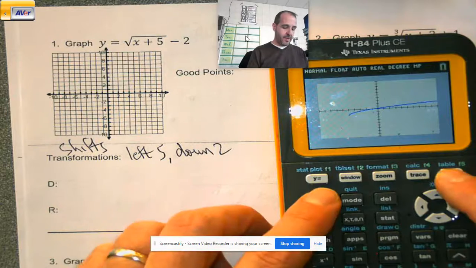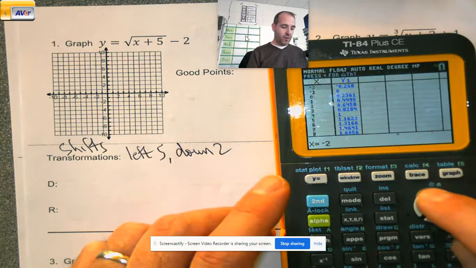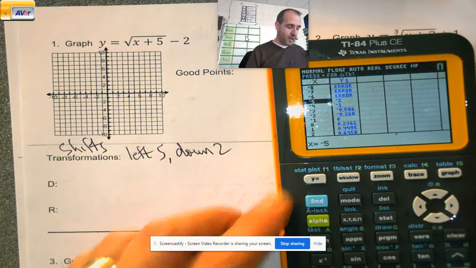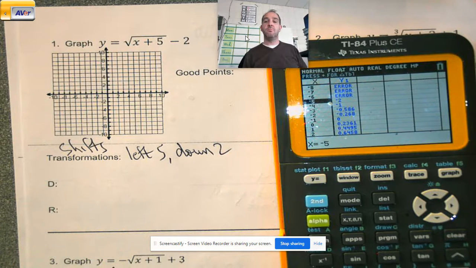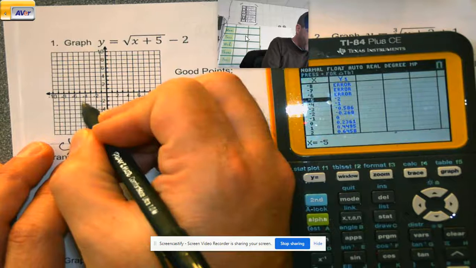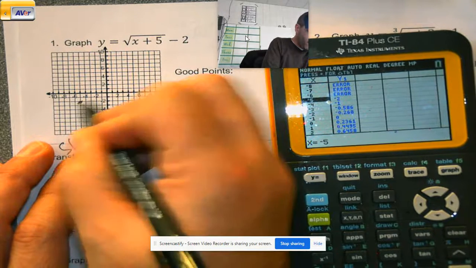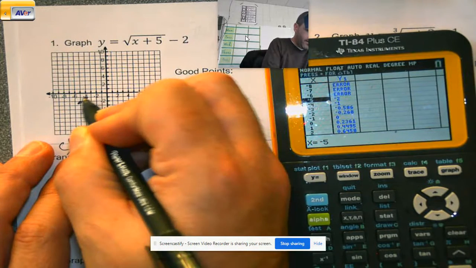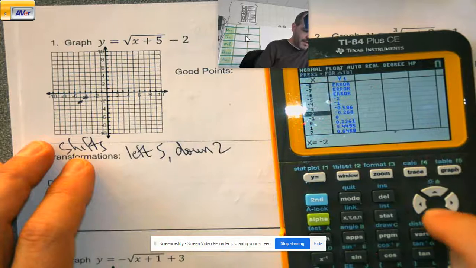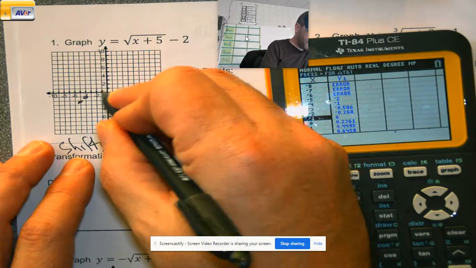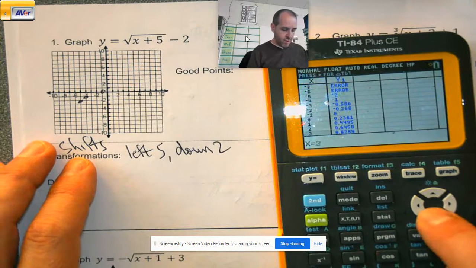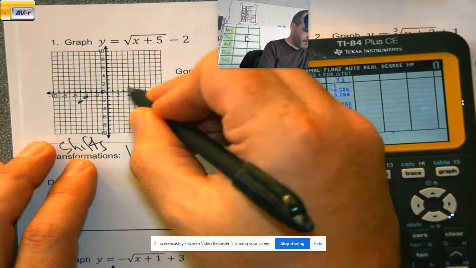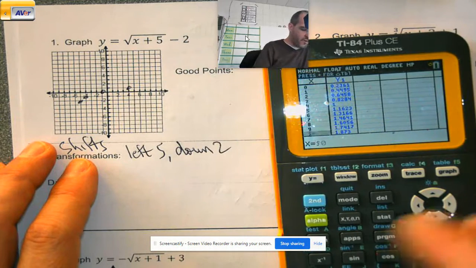Okay. Just like we did before, we're going to pull our chart and we're going to look for those whole number answers. So we see negative 5, negative 2. We see negative 4, negative 1. We see negative 1, 0. Do we get any more? Oh, we got one more. 4, 1. And that covers us.